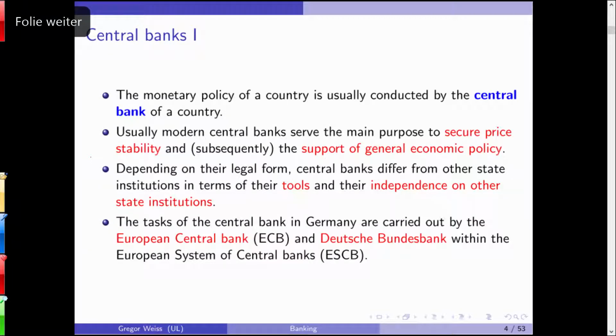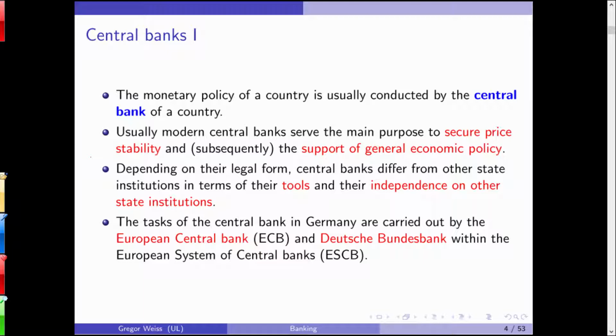You will probably know the most basic tasks and duties of a central bank. It gives out money, and I think the easiest way to understand what a central bank does is to look at the balance sheet of a central bank, because just like any other regular bank, a central bank also has a balance sheet with an asset and a liability side, and you will easily see what a central bank does in an economy by simply looking at the asset and the liability side of its balance sheet.